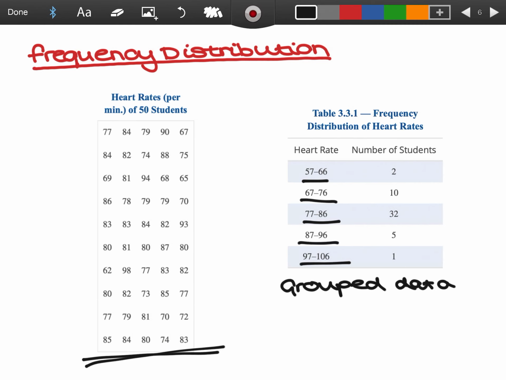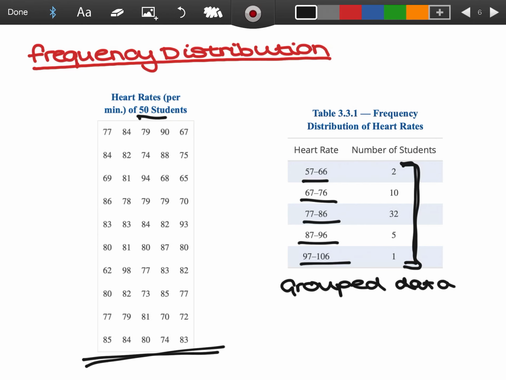Whenever you do this, if they gave you a big set of data like this of 50 students, and then they ask you how many fall into each category, a great way to double check at the end that you haven't missed anyone is that all of your frequencies here should add up to the total number that you started with. So your total number of students here should add up to 50. If they don't, then you've missed someone somewhere. But what I would do is write them out and cross them off as you go through.